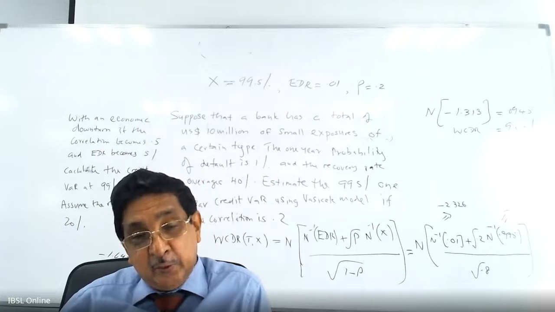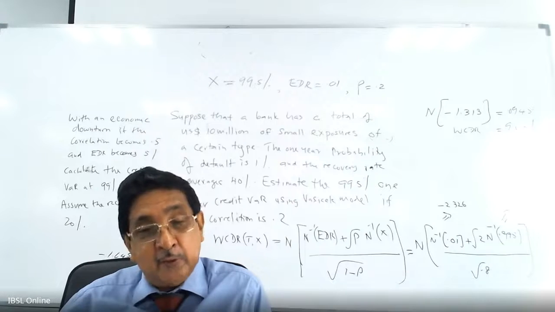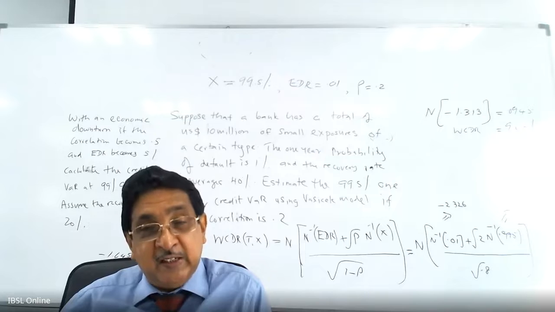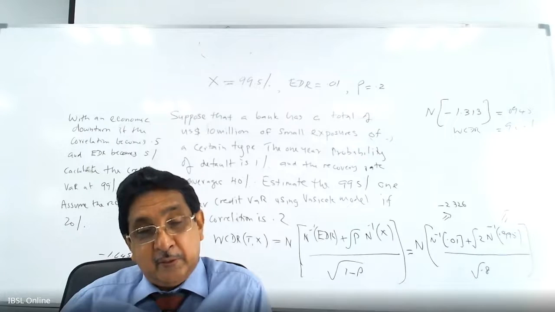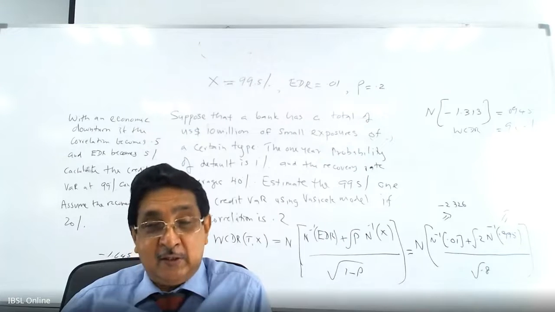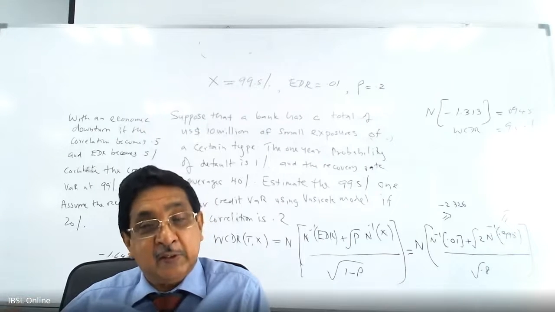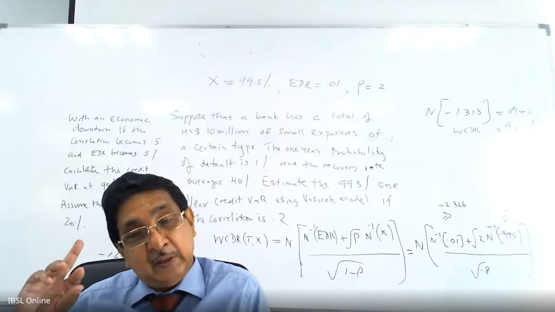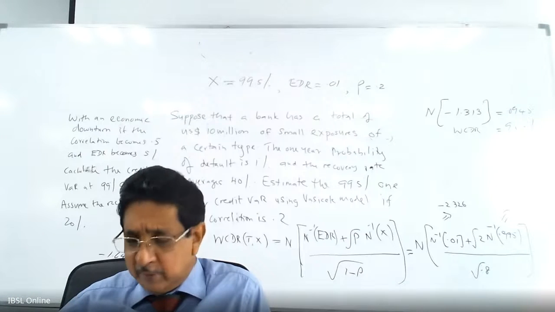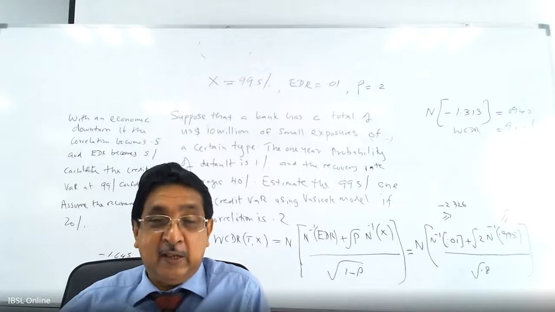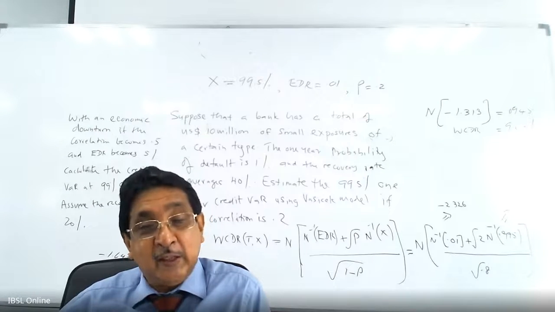Then I just told you the EDR also has gone up 5-fold, because it was earlier at 1%. This time it has gone up to 5%. Not only that, I told you the loss given default has also increased. Earlier the recovery rate was given as 40%, so at that time the LGD was 60%. But this time the recovery rate is only 20%, then the loss given default is 80%.